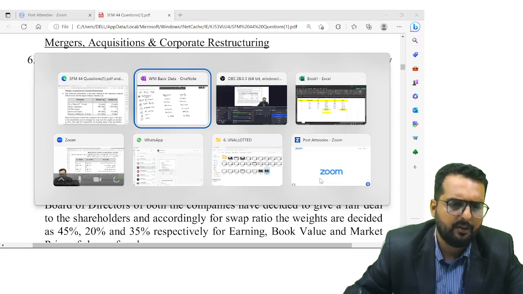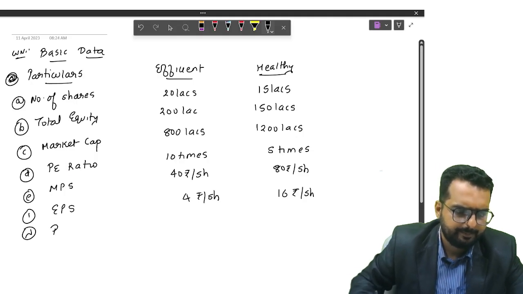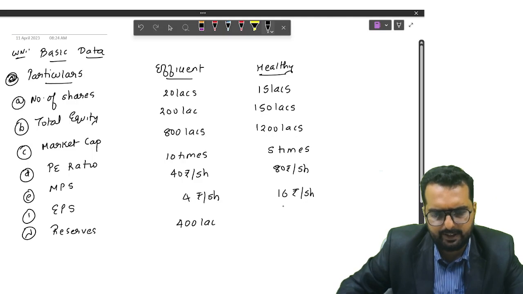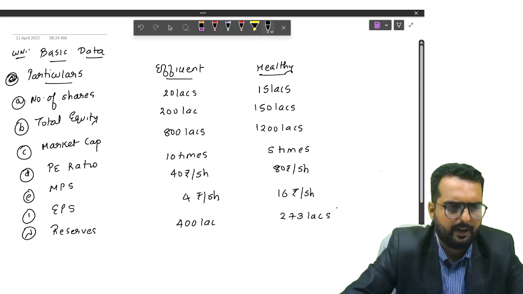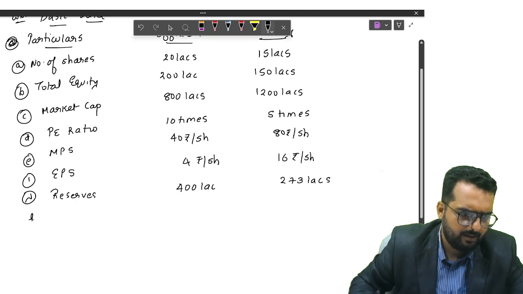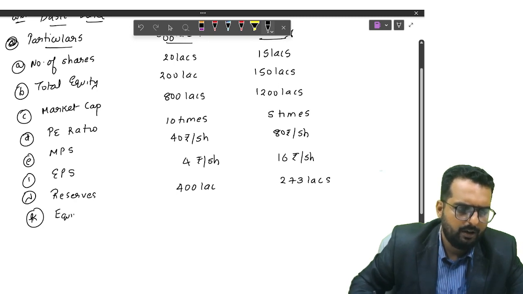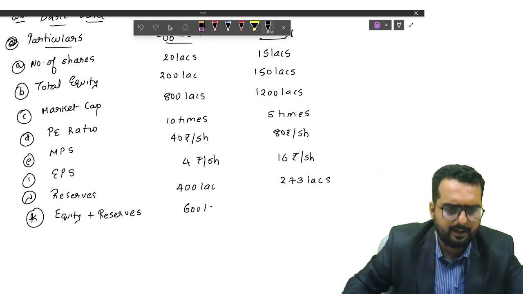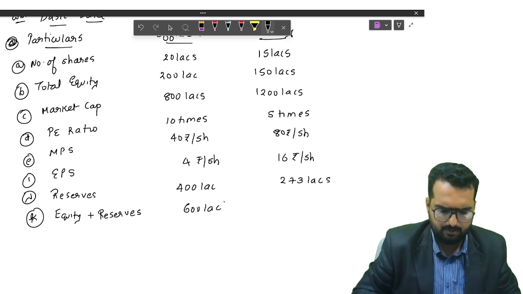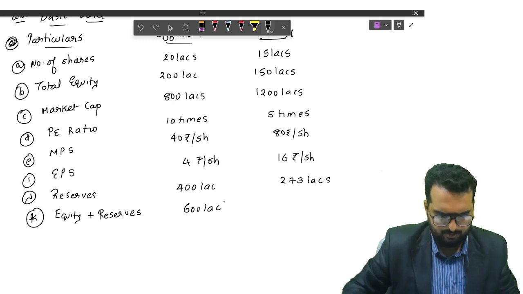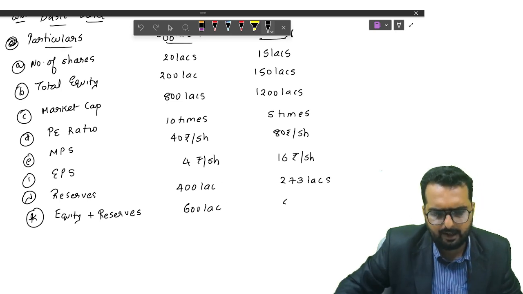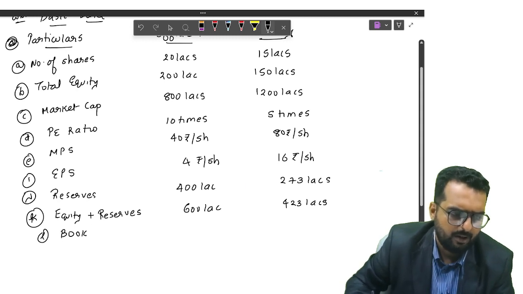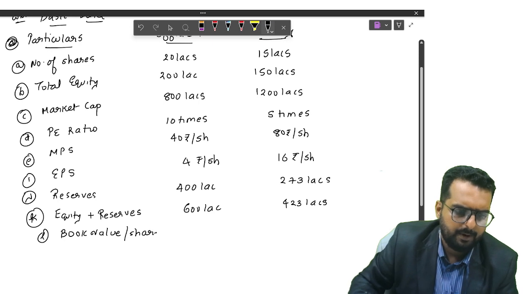Down they have given the promoters holding also. Or wait one minute. Reserves is given as 400 and 273. Let me first write that down: 400 lakh and 273 lakh. Once you write this down, total equity plus reserves will turn out to be 600 lakhs for the first one, and the second one would be 423 lakhs.